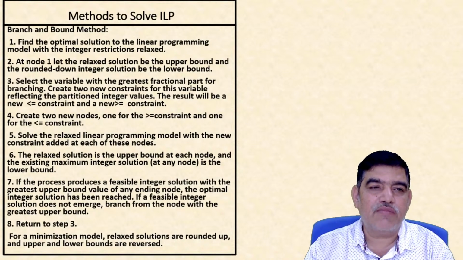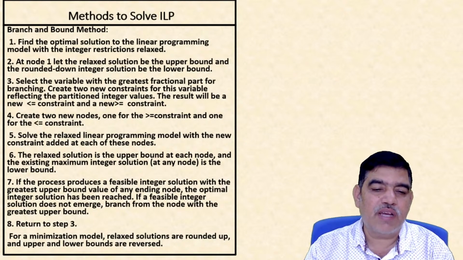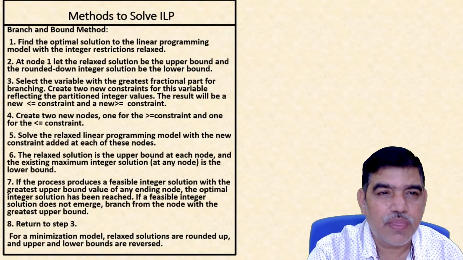So the first method we know is the enumeration method, that is the round off method, but that is not applicable for larger problems. And the branch and bound method is applicable to solve the ILP through the graphical method. For a minimization model, relaxed solutions are rounded off and upper and lower bounds are reversed. If in the question the objective function is not maximized but minimized, at that time relaxed solutions are rounded off and upper and lower bounds are reversed, just opposite.